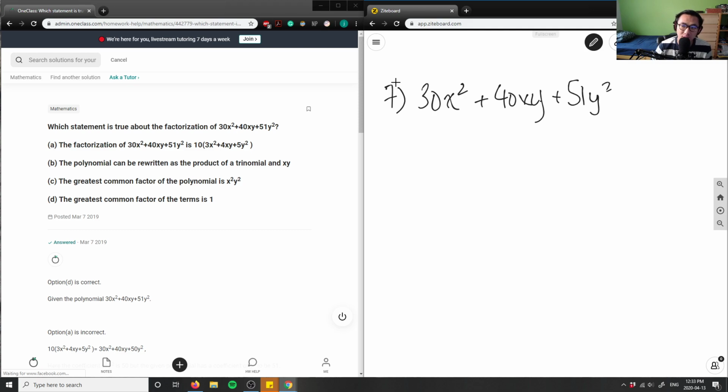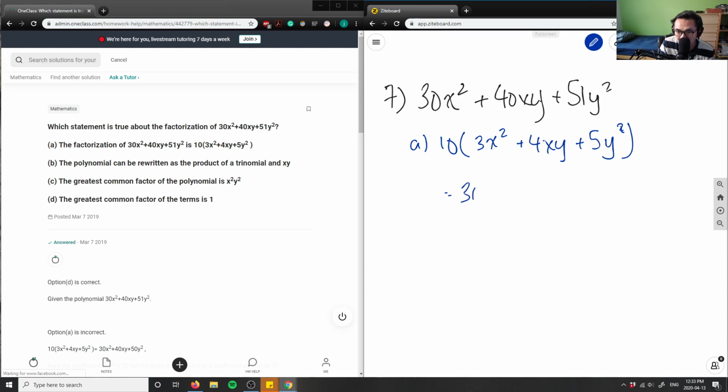Okay, so let's break this down and look at all the multiple choice here. So let's look at A. It says the factorization is 10 times 3x squared plus 4xy plus 5y squared. So if I factored and used the distributive property, I would get something like this.